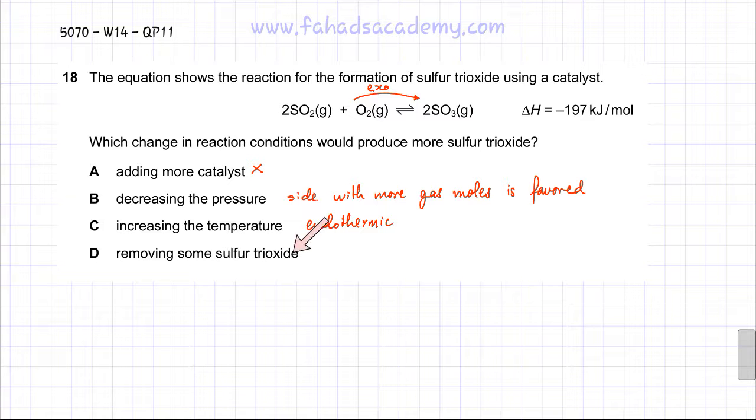And removing sulfur trioxide. If I get rid of sulfur trioxide, the equilibrium would try to make more SO3. Because according to Le Chatelier's principle, the equilibrium opposes any change introduced into the system. So if you remove SO3, the equilibrium would try to make even more SO3, and so the forward reaction would be favored and even more SO3 would be produced. So option D is going to be your correct option for this particular question.